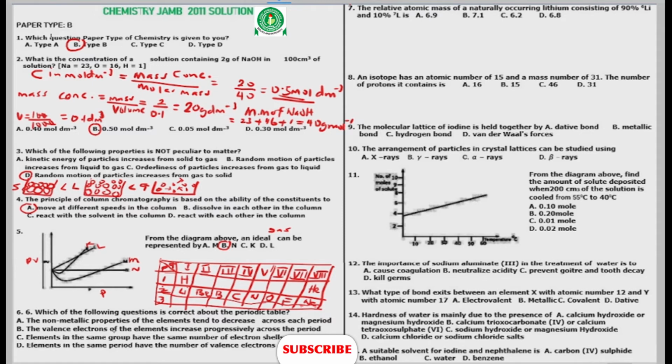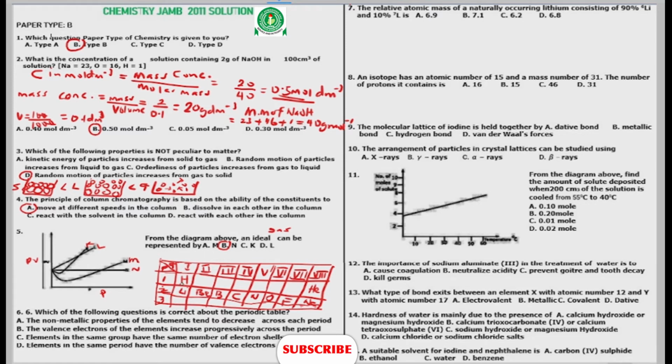Now, the valency electrons of the element increases progressively across the period. The valency electrons of element increase across the period. Yes, this is very correct. The valency electrons of element increase progressively across the period.